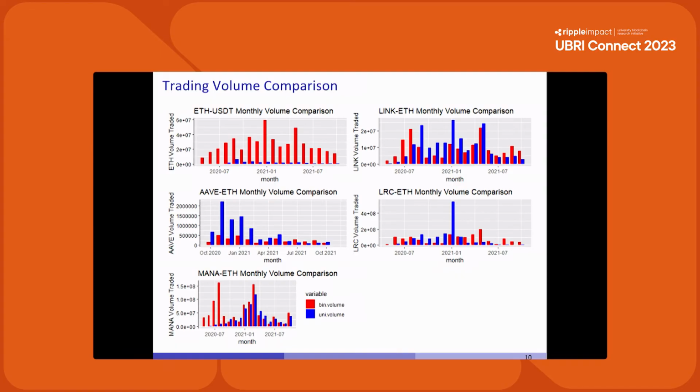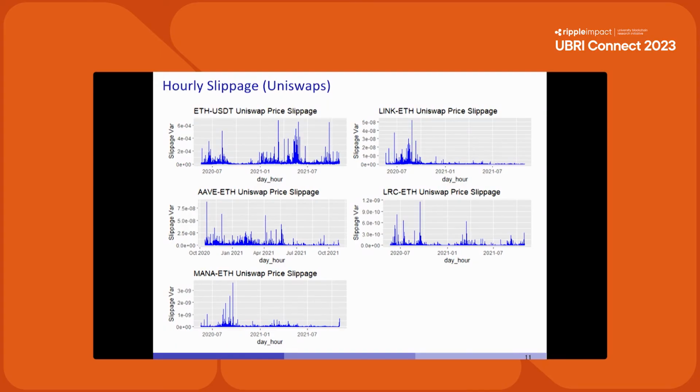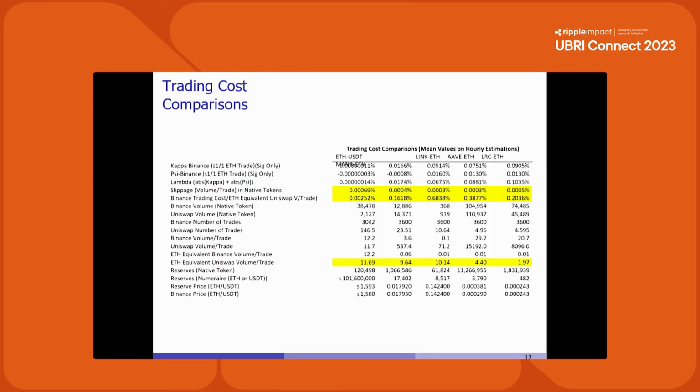We also find pretty big variation in slippages, meaning actively traded. There's been a variation in active trading that is taking place on Uniswap. Now, here's the report card. Report card of which one has a higher trading cost and which one doesn't.